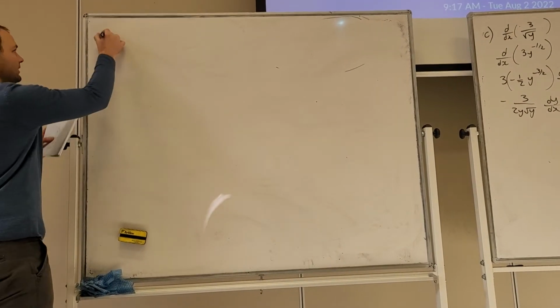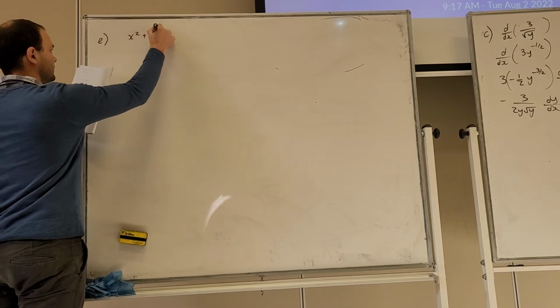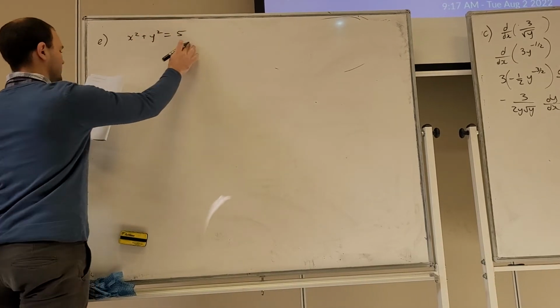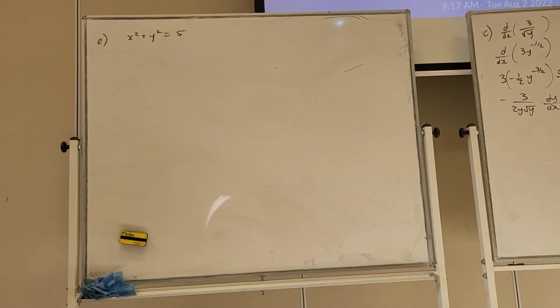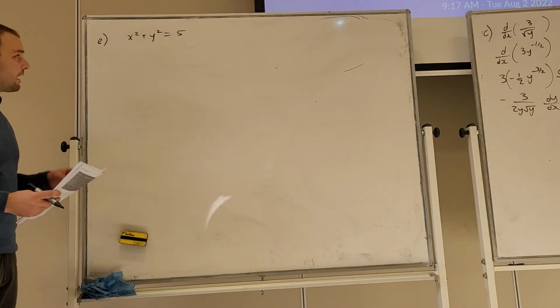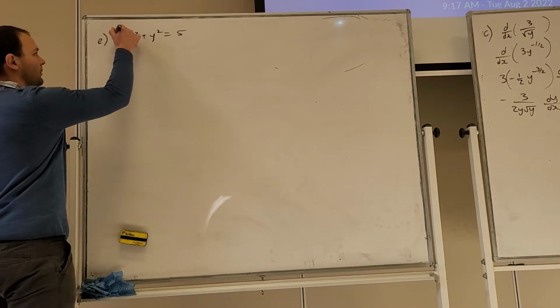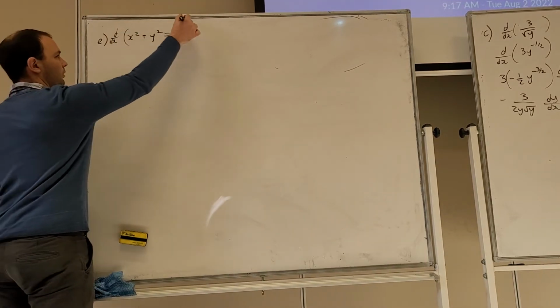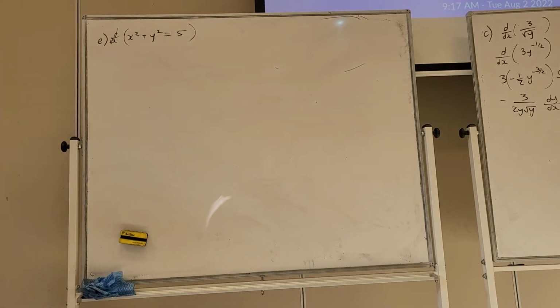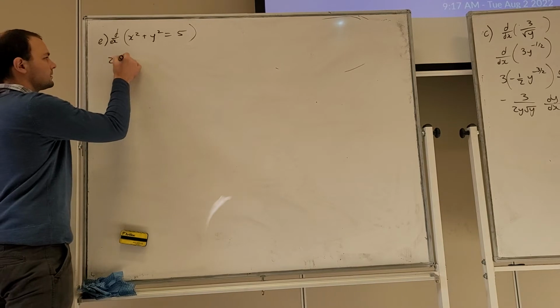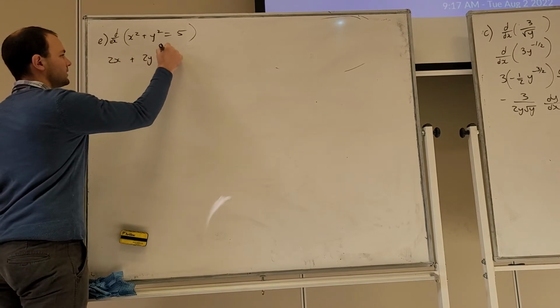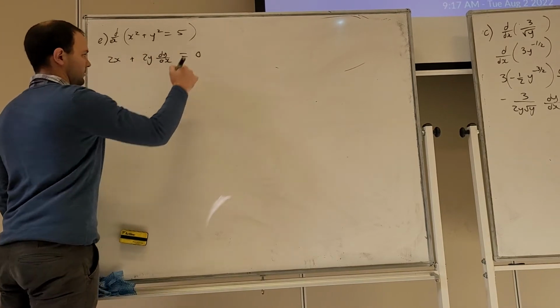Alright, on to e. What's this the equation of? Circle. It's a circle, alright? It has a center 0, 0, and a radius square root of 5. Alright, so we're going to differentiate the equation of this circle. So what we're doing is we're differentiating this whole thing. That means we're differentiating both sides of the equation. So we're going to have 2x plus 2y dy on dx equals 0.